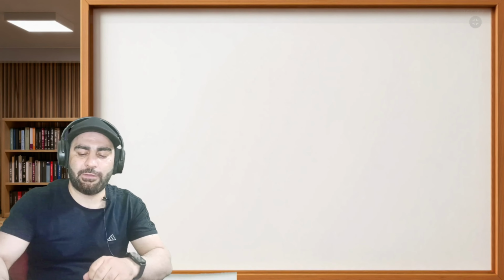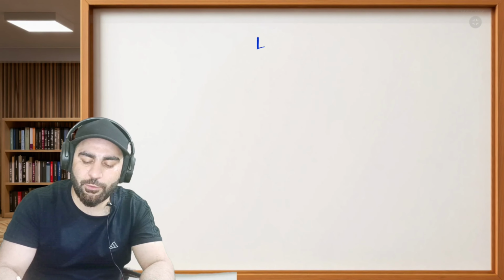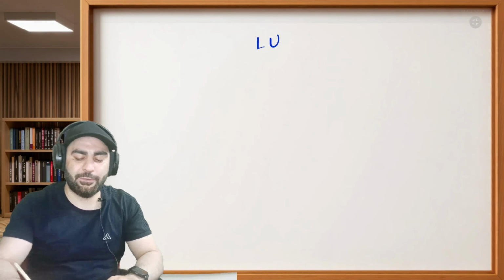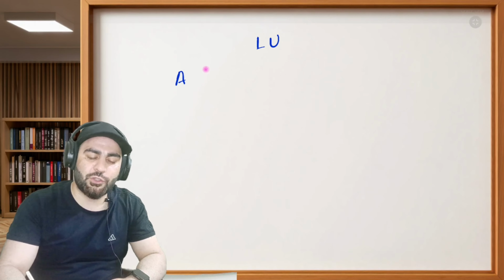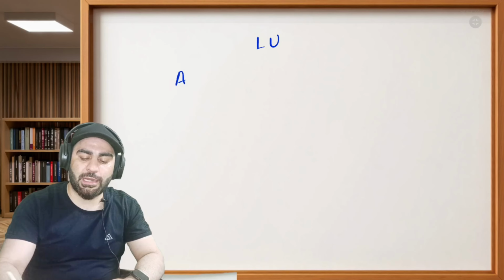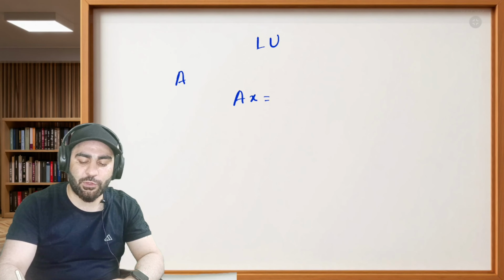So we'll take up where we left off in the previous session. We were discussing LU decomposition, or LU factorization. In this, if you have a matrix A, then by elimination you can get something of this sort. You had AX equal to B.